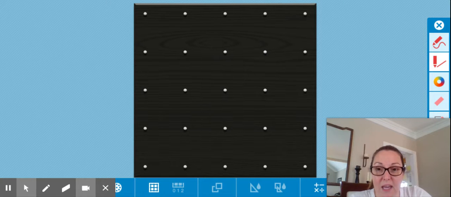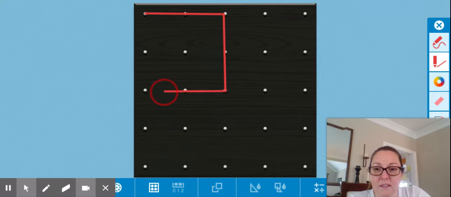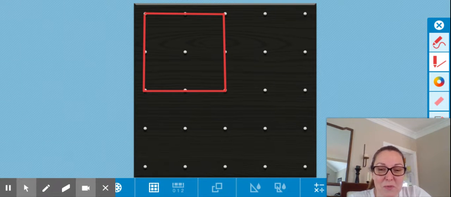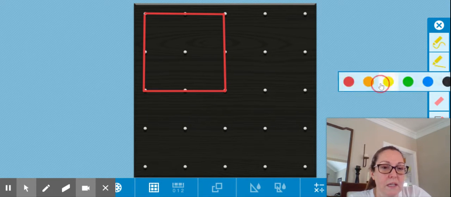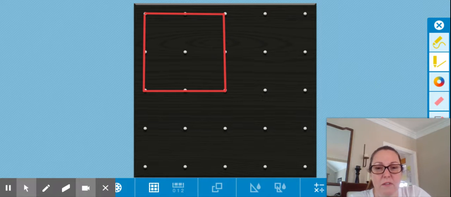I'll grab my straight line pen, and I'm going to create this rectangle. Okay, there we go. Now take a look at this rectangle. Hey, this rectangle is a special rectangle. It's a square. All four sides are equal. And now I'm going to make one over here. I'm going to use a different color, just so we can make sure we know that this is a different rectangle over here.